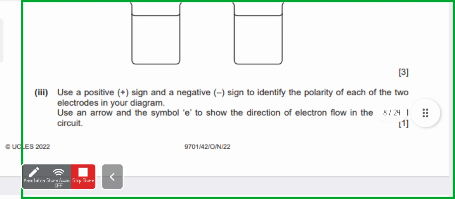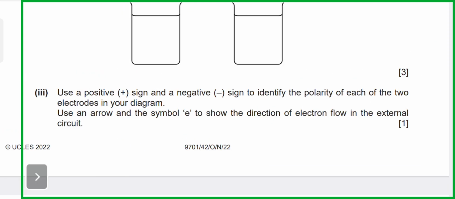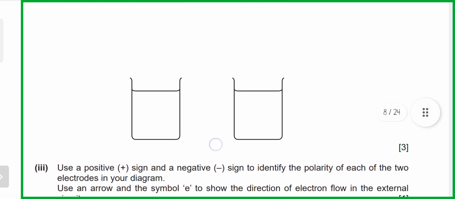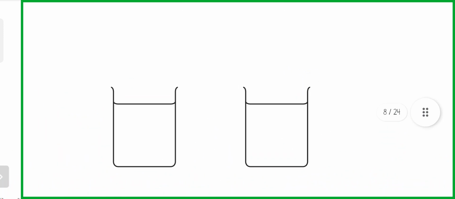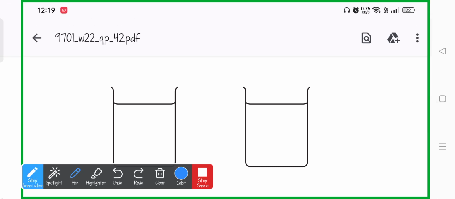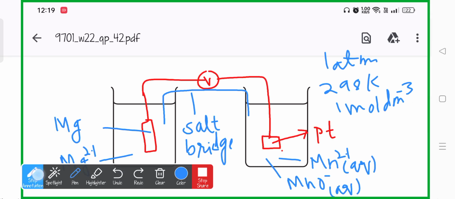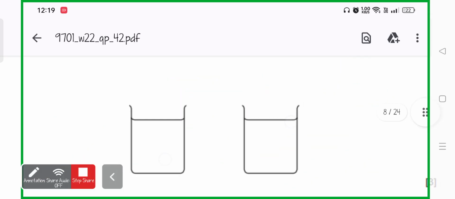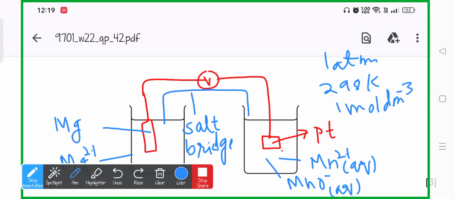Then we have the next question. We need to mark the positive and negative signs on the electrodes, and also show the direction of electrons. So let's get back to the diagram again. The positive electrode will be our cathode in this electrochemical cell, and the negative one will be our anode.